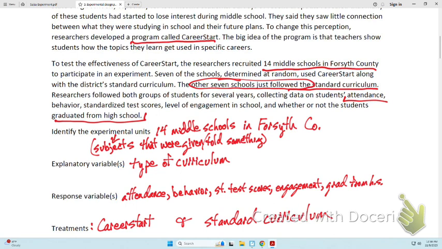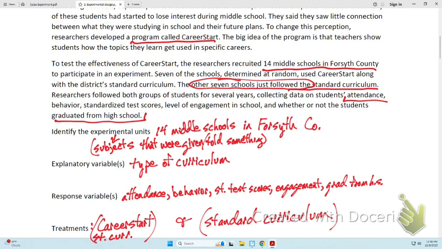Half the group received standard curriculum, half the group received Career Start. Technically, I think these guys got the standard curriculum as well. I think that's up there. Yeah, it's in there. So this is one group and this is another group. So think of this treatments line as what did people receive? What did the middle schools receive?